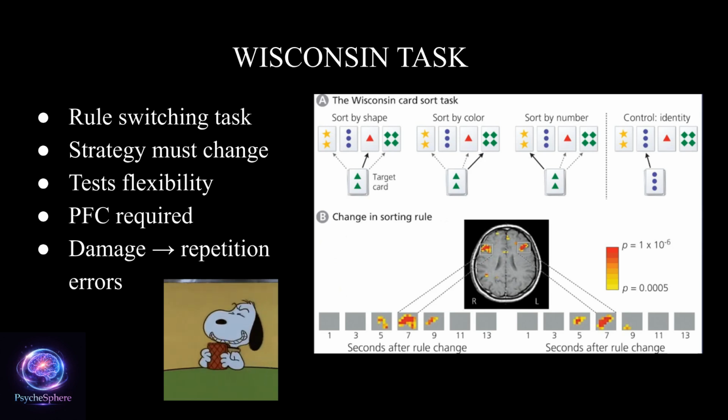And if our prefrontal cortex is damaged, people struggle to switch rules. They keep repeating the same mistake over and over again. And this shows how important this region is for adapting new behaviors.